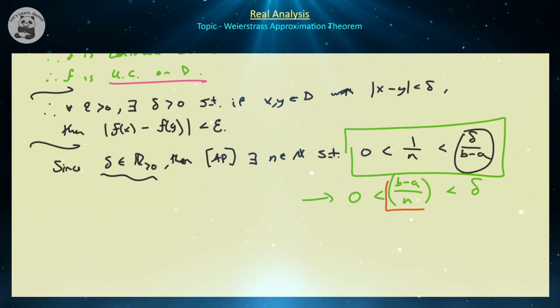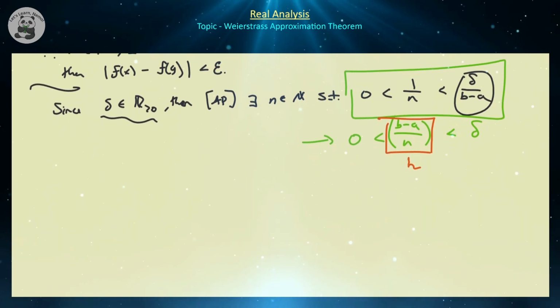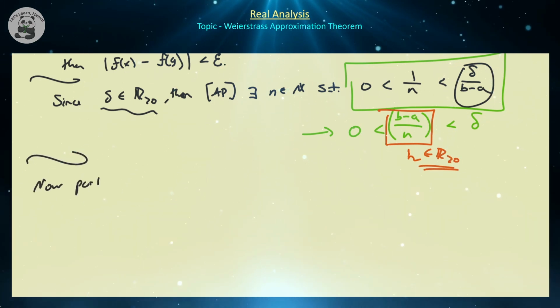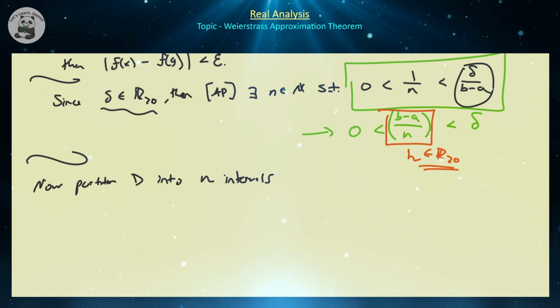Obviously here we have some positive real number, and I'm going to be calling this number h. If you've done any Riemann integrals for integral calculus, this h should look very familiar to you. All right, so once we have our h, which is obviously an element of the positive reals, what are we going to do with this? So now we're going to partition D into n intervals of the same size.